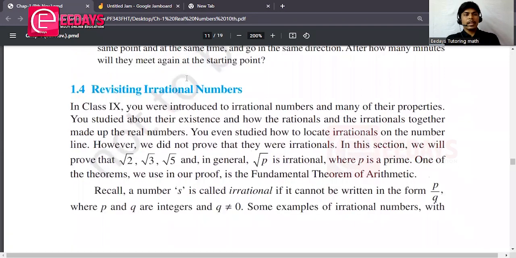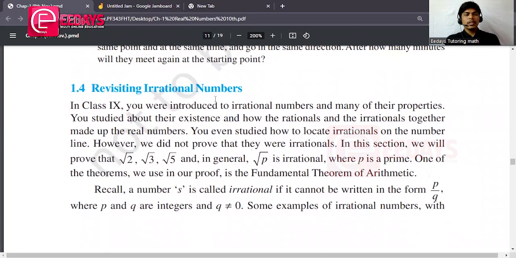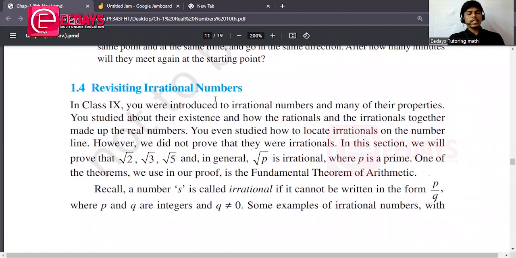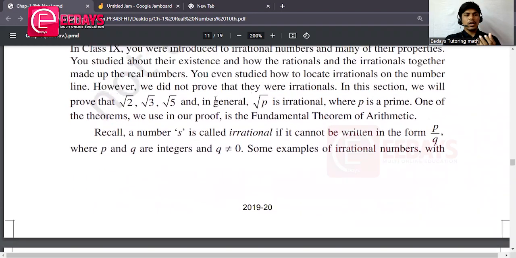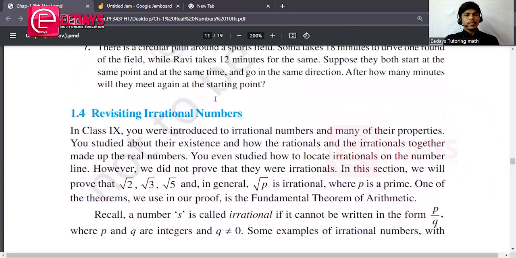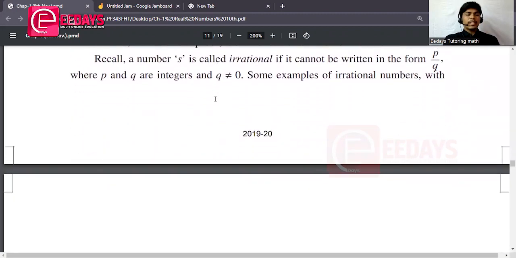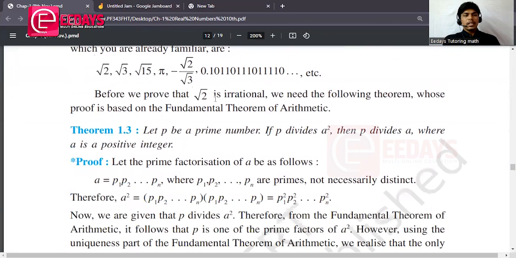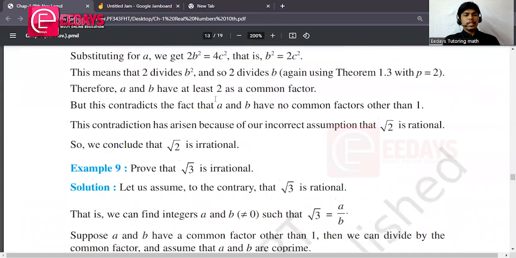The next topic would be revisiting irrational numbers. Previously, we already discussed irrational numbers in the previous classes. In the 9th class, we learned how to write an irrational number in the form of p by q. Now we have to discuss the general statement of that, how it cannot be written in the form of p by q. This topic we'll solve in the next session.